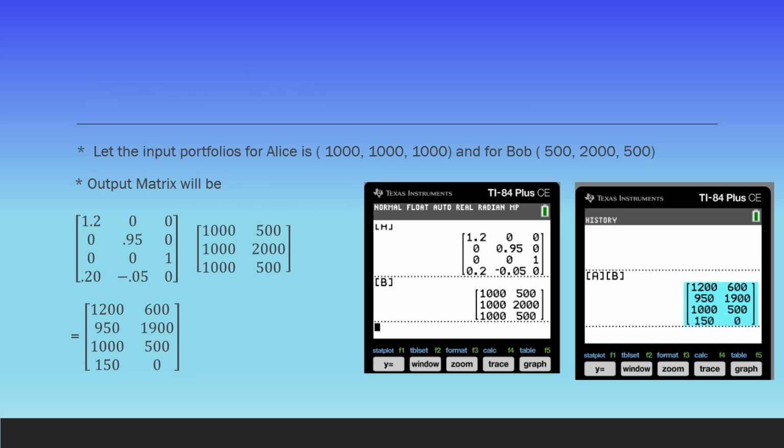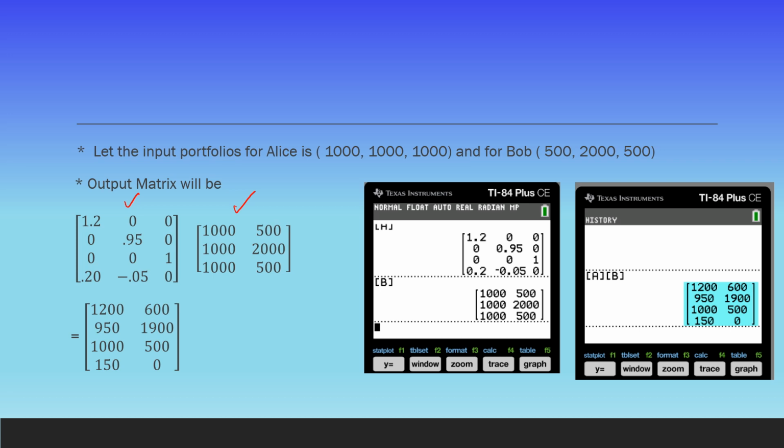Let the input portfolio for Alice be 1000, 1000, 1000. In other words, we assume that Alice has $1,000 worth of portfolio in Apple, $1,000 worth in Google, and $1,000 worth in Microsoft. For Bob, it is $500, $2,000, and $500 respectively. Using this as the input, we can construct the input matrix. The first one is my input matrix, and this is my operation matrix.